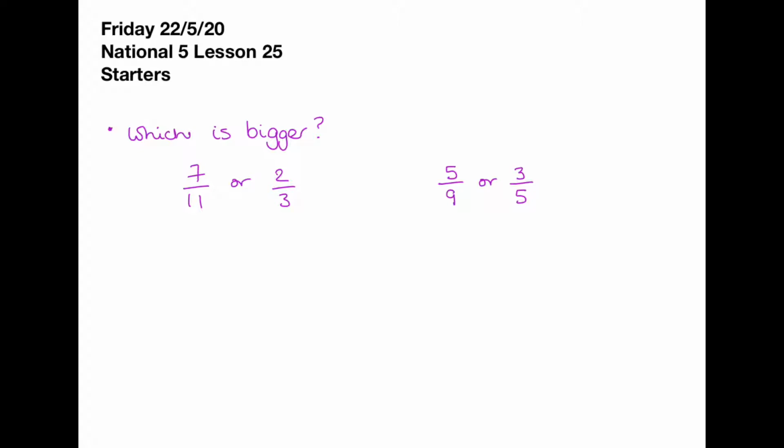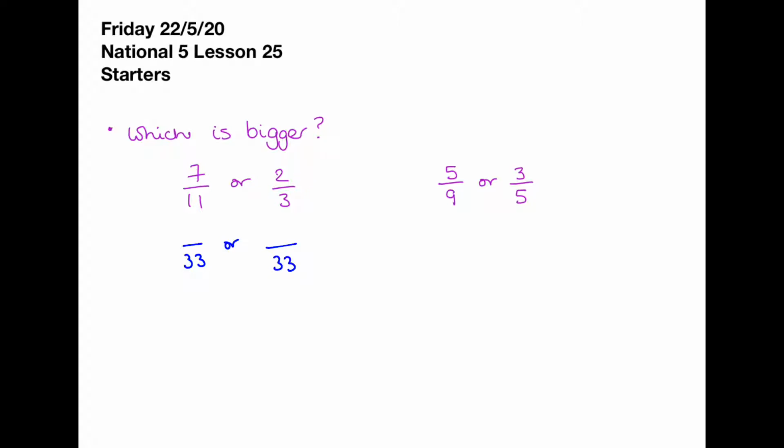Well, what we could do is create equivalent fractions, and then we'll know for a fact which one's bigger. So like the work we were doing yesterday, let's find a common denominator. So the 11 times table. If we go up the 11 times table till we find a number that's in the 3 times table, we're going to arrive at 33. So we're going to put both of these fractions over 33.